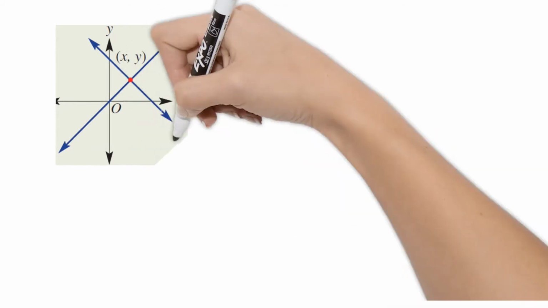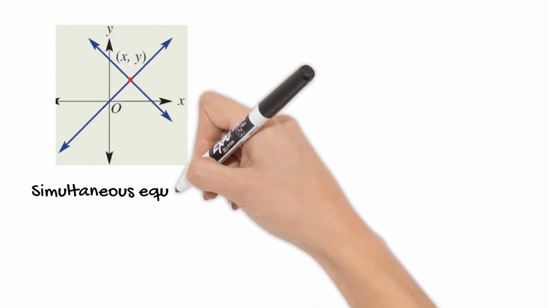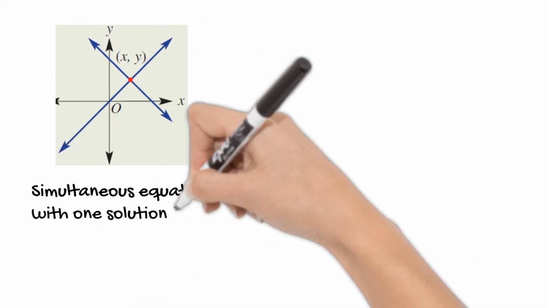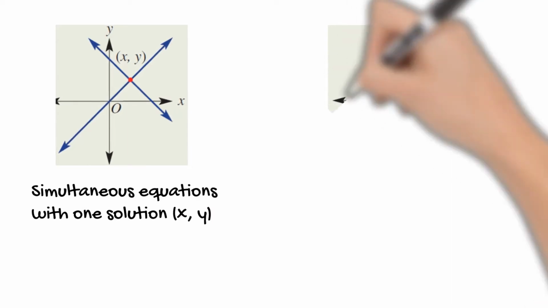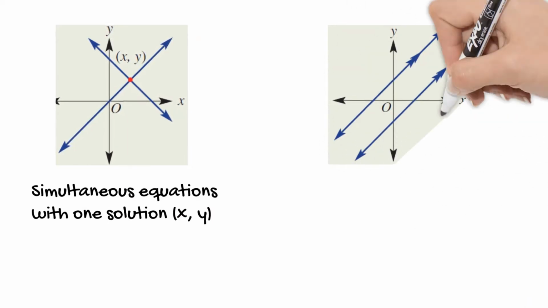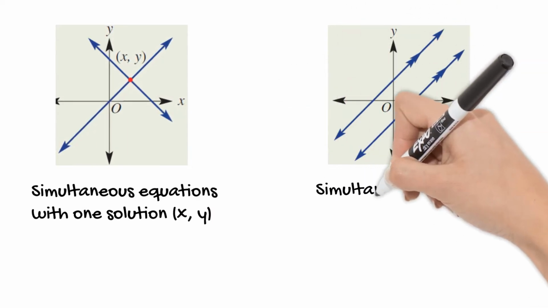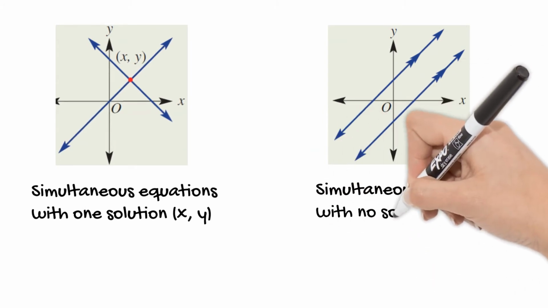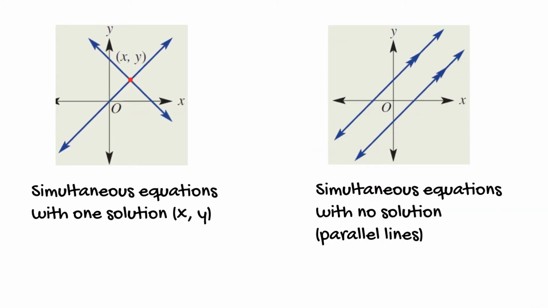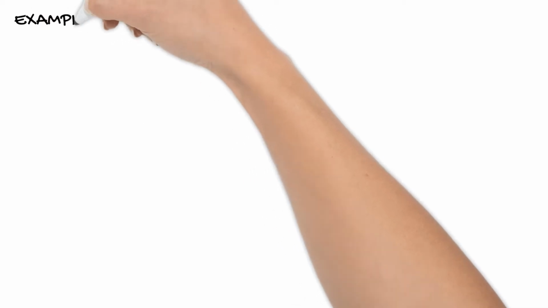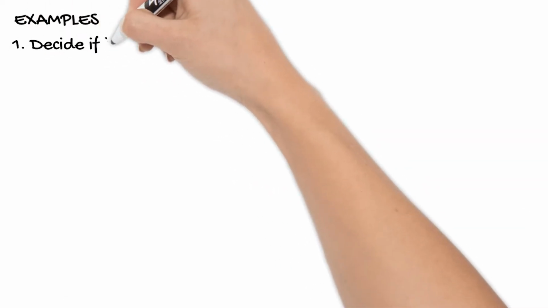This is just a visual representation of the solution to simultaneous equations. Where we've got the point of intersection, our solution is the coordinates x, y. And where our lines are parallel, there's no solution at all because you can see they will never touch. I've just got two examples for us to go through today.